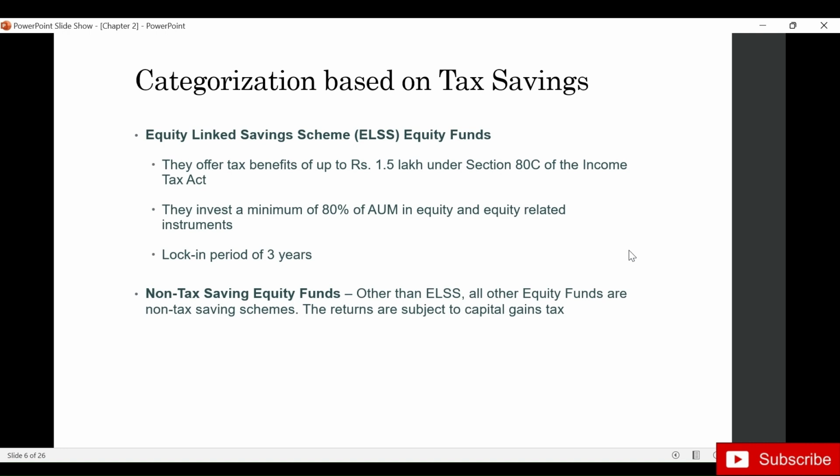The ELSS mutual funds invest a minimum of 80% of their asset under management in equity and equity related instruments. Also, ELSS mutual funds have a lock in period of 3 years.